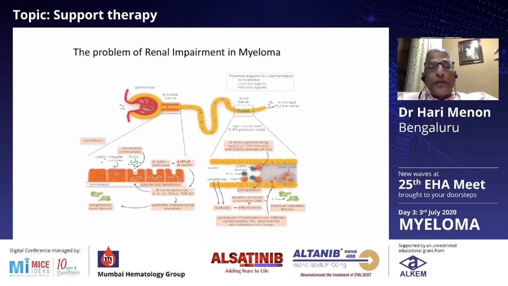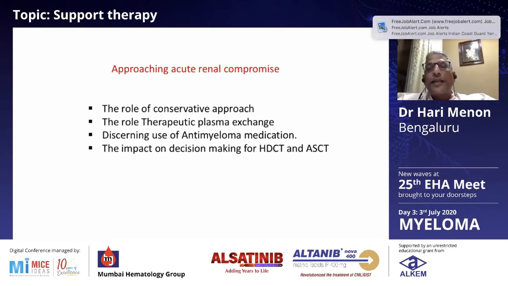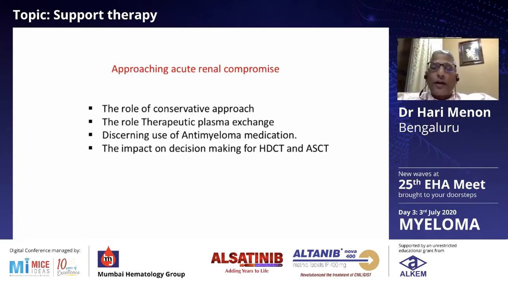The problem of renal failure, we do understand that it is mainly a tubular event due to inflammation and due to cast nephropathy. In the interest of time, I'll just rush through this. And we need to approach a renal compromise in 2 ways. Is there a role for conservative approach? The role for therapeutic plasma exchange in presence of high free light chains, which can be deposited in the kidney. We do understand now that there may be a role for high resolution plasma exchange.